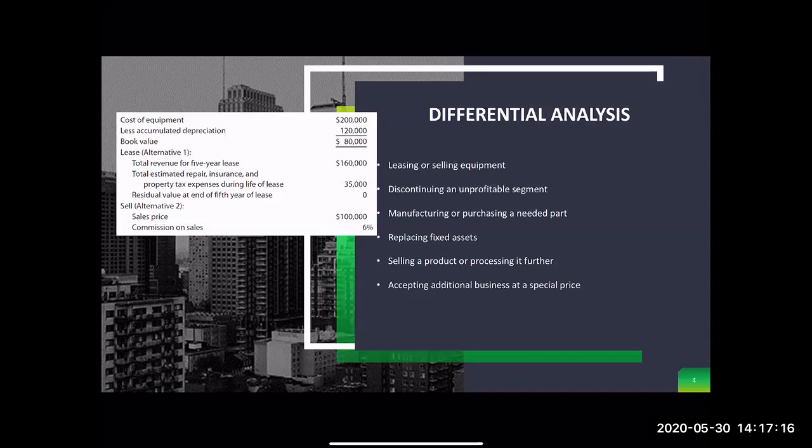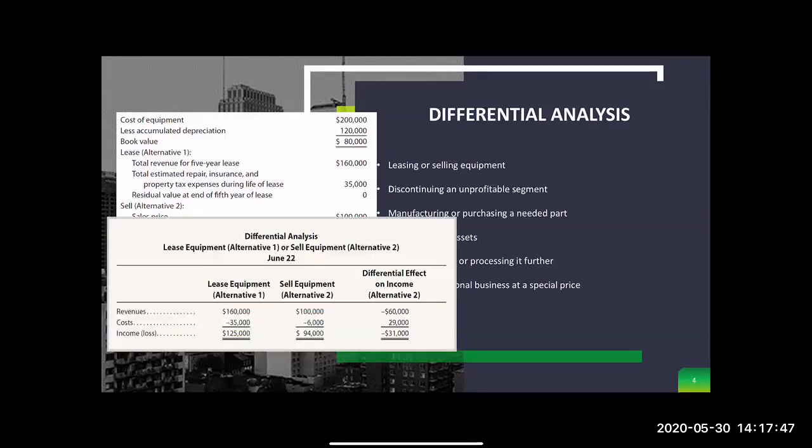Or alternative number two, or decision number two, is we can just sell the equipment, right? So the sales price, if we decide to sell the equipment, we would sell it for $100,000, and then we would likely have to hire somebody to help us sell it. So the commission on the sale of that equipment is 6%. Now, here's where we're going to apply differential analysis, right? Trying to decide which one is the best case for us, which one will yield the most amount of revenue, okay? All right, so this is what it will look like.